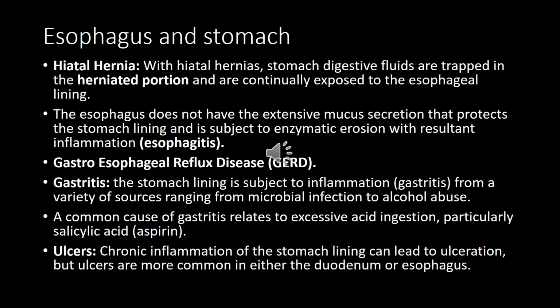In gastritis, the stomach lining is subject to inflammation from a variety of sources, ranging from a microbial infection to alcohol abuse as well. So it's all about your eating habits. A common cause of gastritis relates to excessive acid ingestion, particularly salicylic acid or aspirin. When there is excessive intake of aspirin or such drugs, or alcohol is taken, it directly affects the gastric lining.